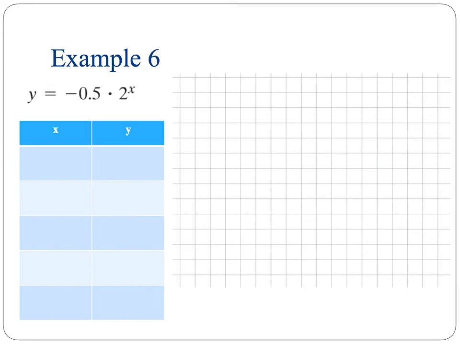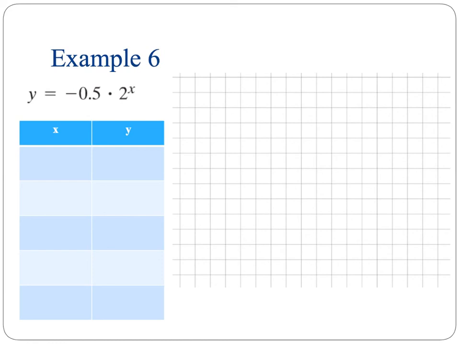For our last example, in part 2, we have a similar function, except now it's y equals a negative 1/2 times 2 to the power of x. Okay, looking at this function right away, I can tell that it's going to have some type of exponential growth. However, this negative a value tells me it is going to be reflected over the x-axis. So although it's a growth function, it's going to be facing the downward direction. And I'll show you what I mean as we plot this.